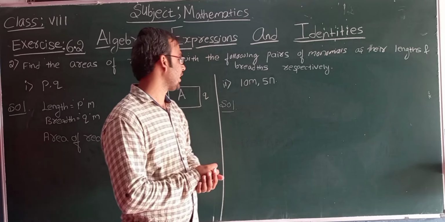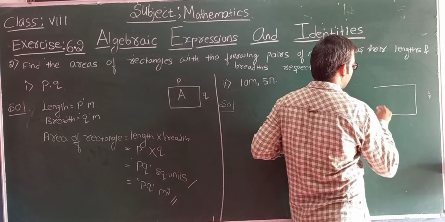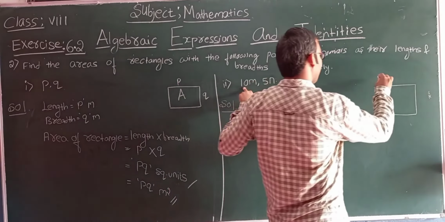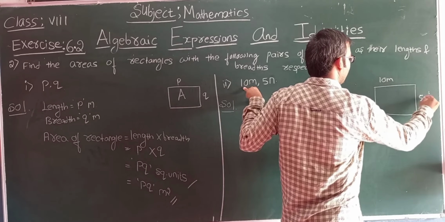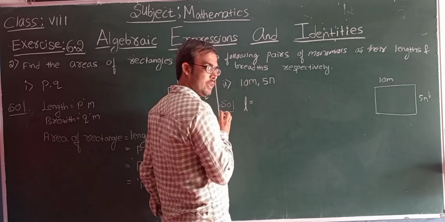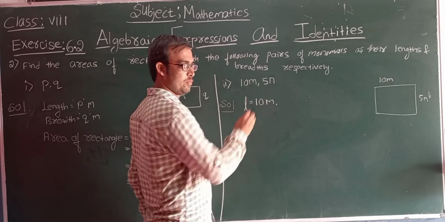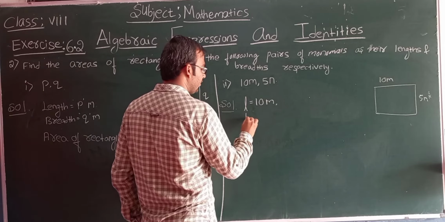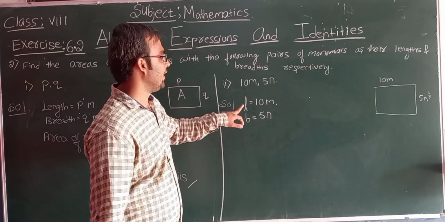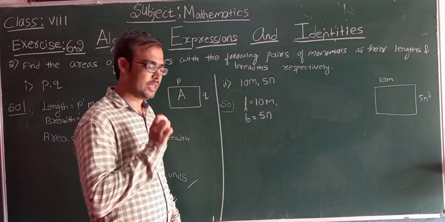Okay, students, now let us solve the second question. Okay, so here what they have given: 10m and 5n. Okay, this is a rectangle. If this is a rectangle, then length is 10m and breadth is 5n. Okay, so I will be writing a shortcut, students. L means length, 10m. Okay, so this is 10m, not 10 meter. And breadth is what they have given, 5n. So here length of the rectangle is 10m and breadth is 5n. Then what we need to find? We need to find the area.